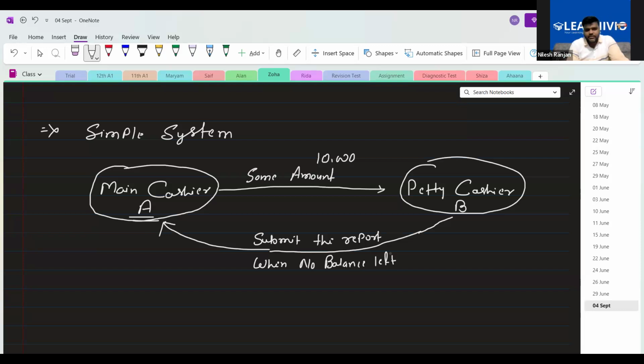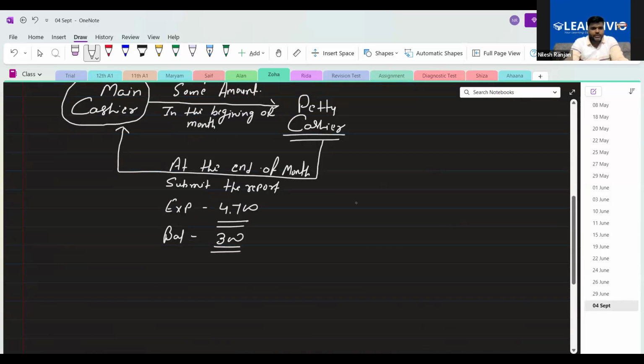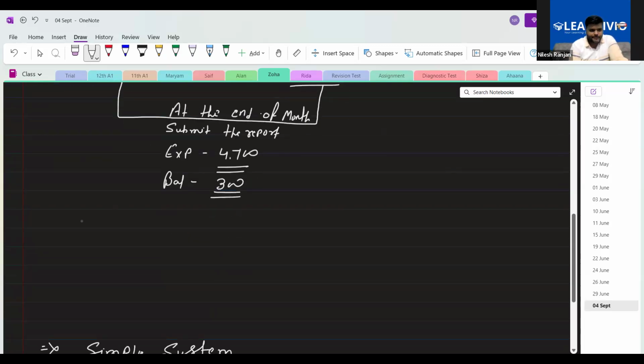And again, he will receive some amount, not fixed. It may be 10,000, it may be 7,000, it may be 15,000, whatever amount the main cashier thinks is okay, then he will give it. So in the simple system, there is no fixed amount, it can be different every time, and there is no fixed time period. Whenever the money is fully spent, the petty cashier will come to the main cashier. Is that clear? Now we will write the meaning.